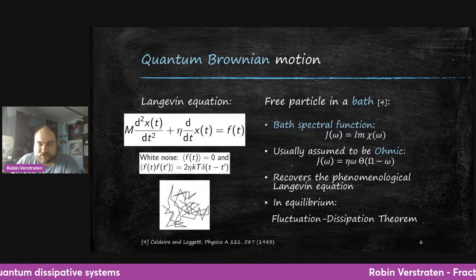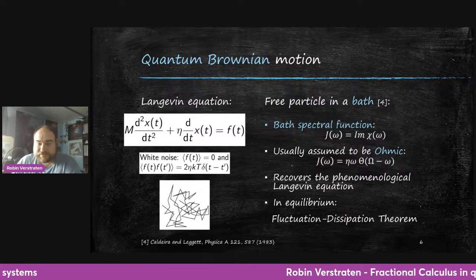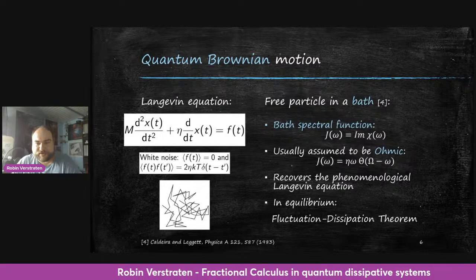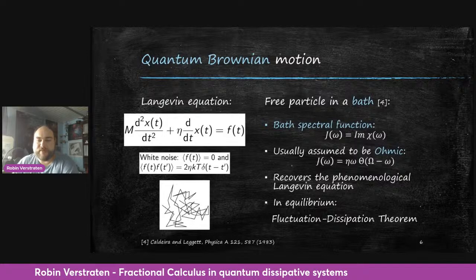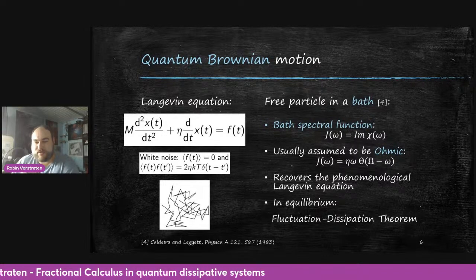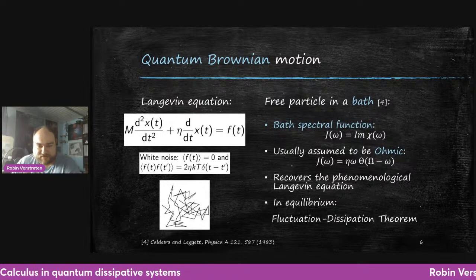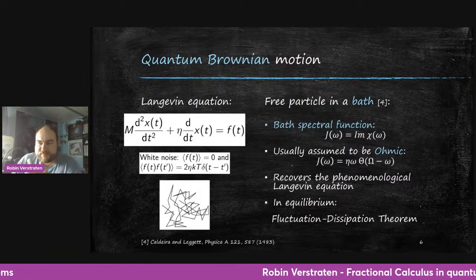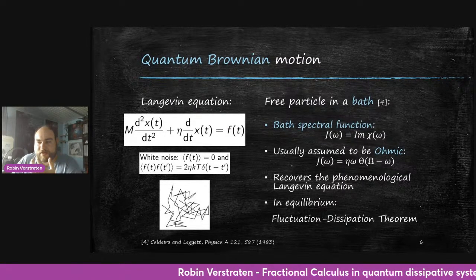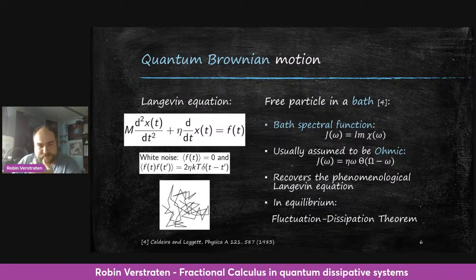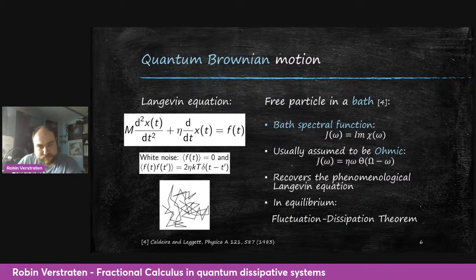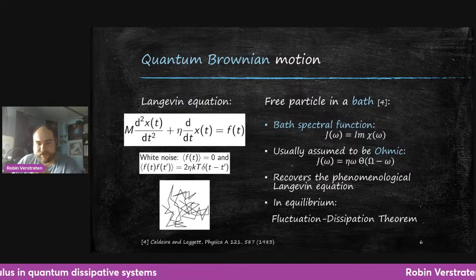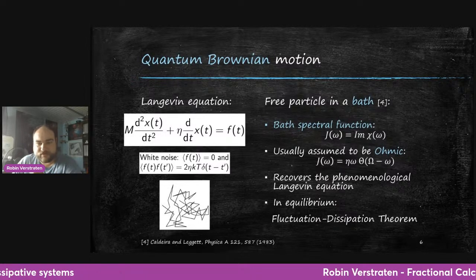And if you do this calculation, I will spare you the details. But the one thing which is very important is the bath spectral function. It's this object J of omega. And it's the imaginary part of the retarded susceptibility of the bath. And in human terms, it is basically, if you shake the bath at a certain frequency, how strongly will the bath push back? Okay, so it's basically a Fourier analysis of the modes in your bath.